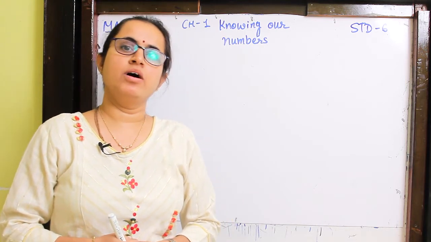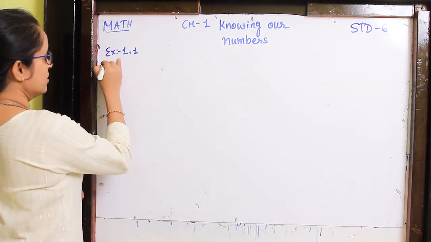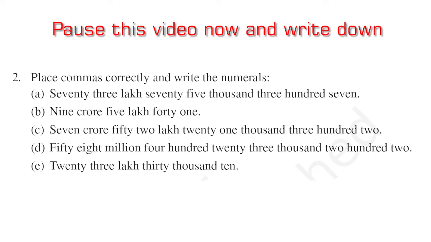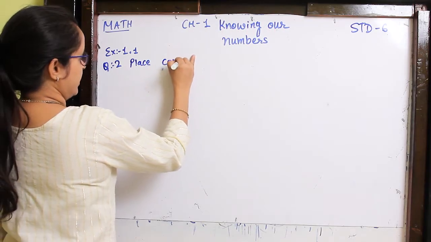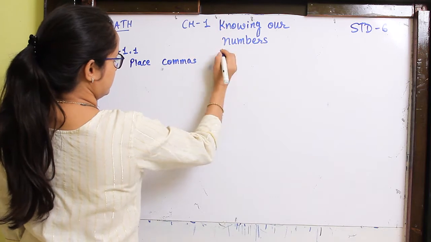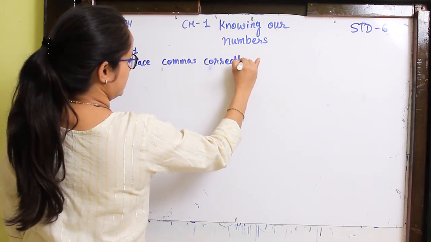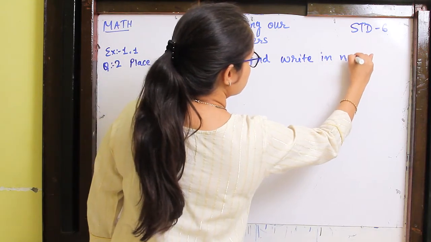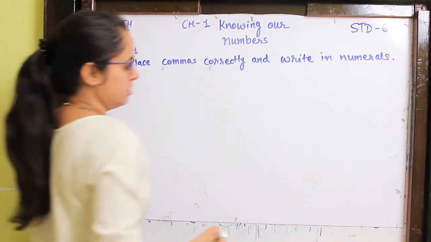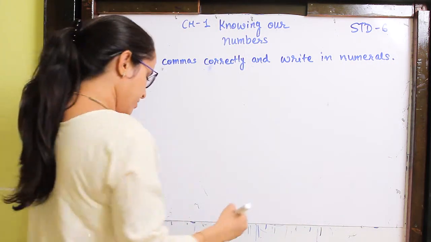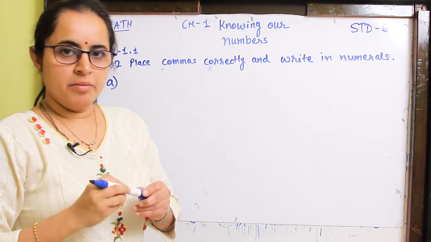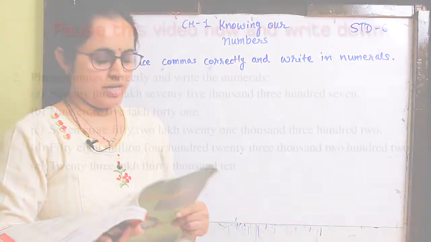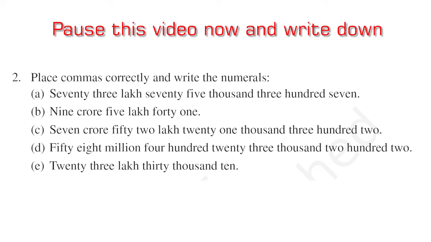We have already studied question number 1 of 1.1. Now we will move on to question number 2 of 1.1. The question is, place commas correctly and write in numerals. That means you have to write the following statement in numbers. I am not writing whatever is written in the question in words. I will just read it for you.